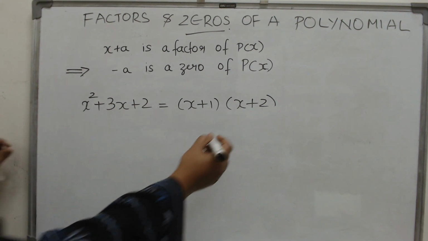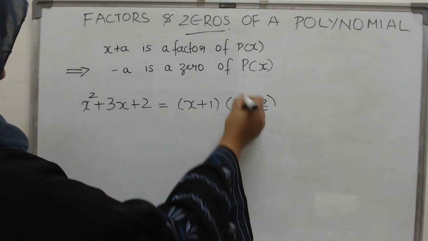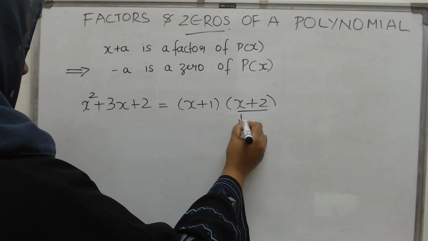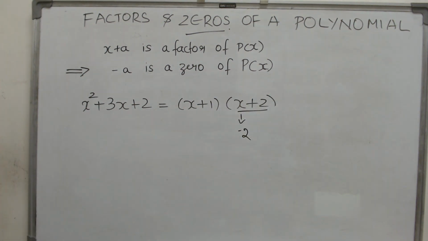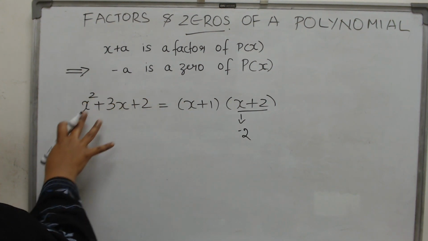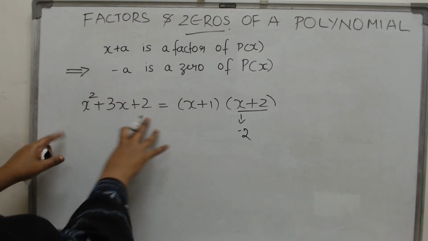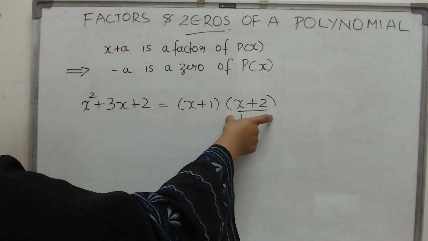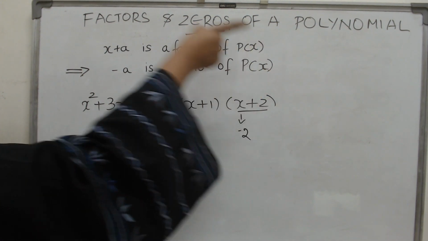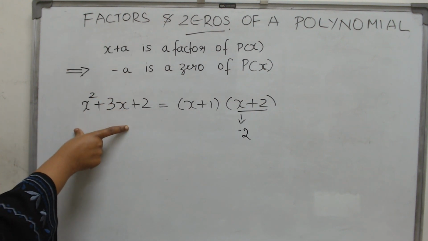Now look at the next factor. It is x plus 2. What is its 0? Its 0 is minus 2. Minus 2 plus 2 will give you 0. Now, is this minus 2 a 0 of this bigger polynomial also? That is what we are going to prove, right? The 0 of the smaller factor is also the 0 of the bigger polynomial.